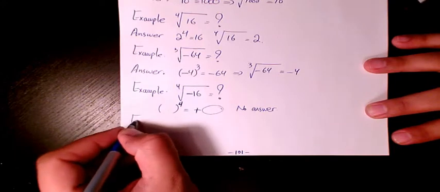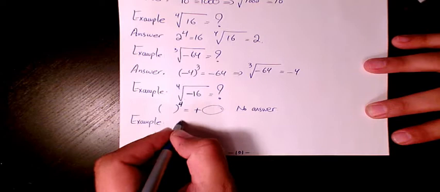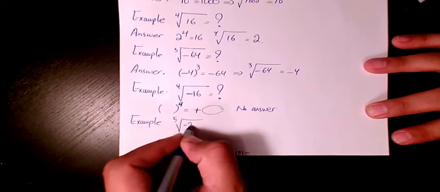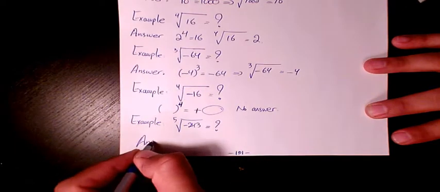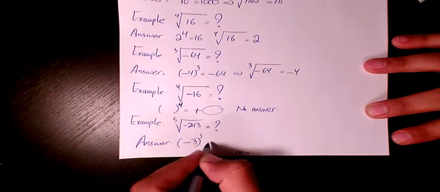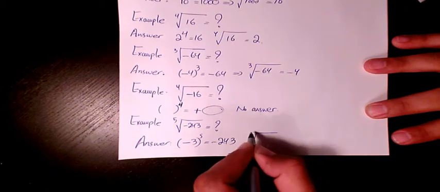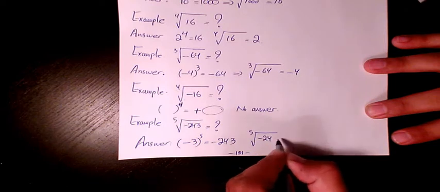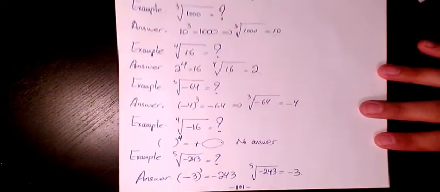And finally, the last example is the fifth root of negative 243. Answer will be negative 3 to the power of 5 will be negative 243. So the fifth root of negative 243 will be negative 3. This is the final answer.